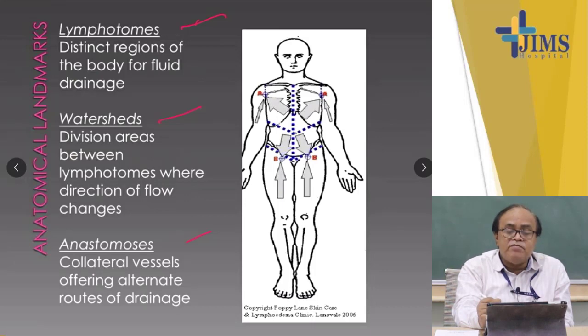You see, the lower limb drains into the inguinal region. In the abdomen, below the umbilicus, it drains into the inguinal region. From the chest, the right side and left side drain accordingly. But there is anastomosis between the lymphatic channels, through collateral vessels offering alternate routes of drainage. So, if one route is obstructed, if one lymph node obstructs the flow, then collateral channels may develop.